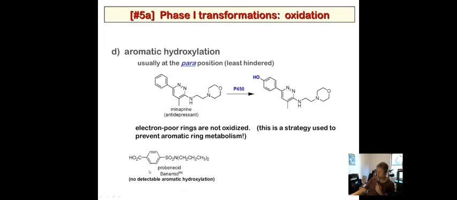So an example is probenecid. This is a molecule with a benzene and two electron withdrawing groups, a carboxylic acid and a sulfonamide. The combination of these two electron withdrawing groups is sucking electrons from the benzene, and now it's an electron poor ring system. Okay, and it does not get hydroxylated.